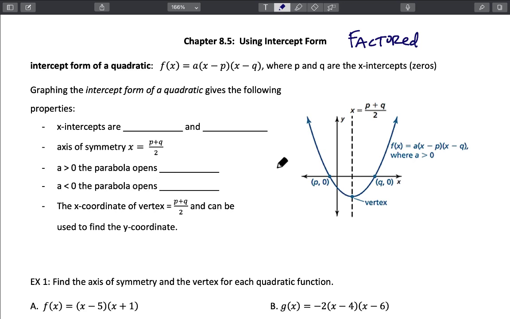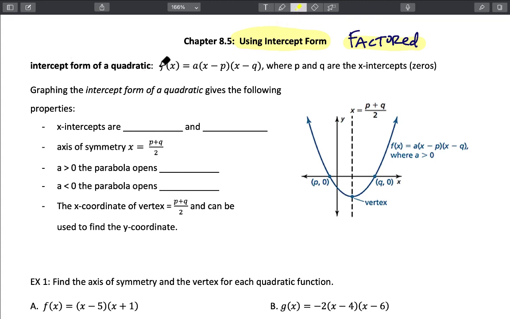8.5. Today we're taking a look at one more way to graph a quadratic function, and that way is called the intercept form. Sometimes it's referred to as factored form because when we factor a polynomial, we break it down into its linear factors. This helps us find the x-intercepts, and therefore they're interchangeable: intercept form or factored form. Let's take a look and dive in.